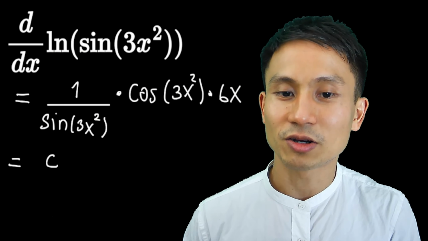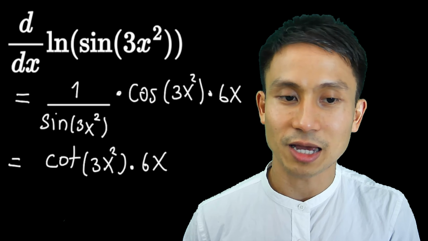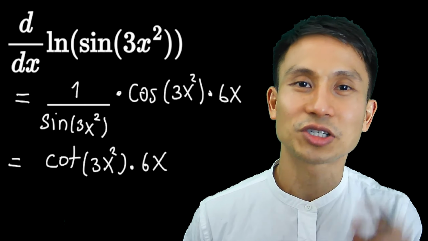So I can write cot of the same angle, 3x squared times 6x. So far so good, right? Let's jump to the challenge.